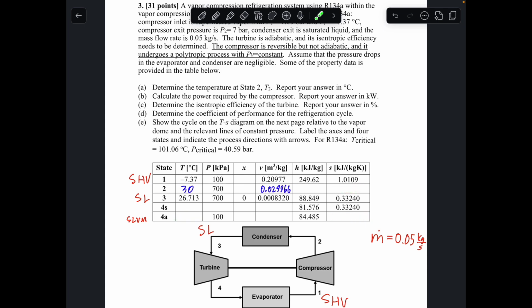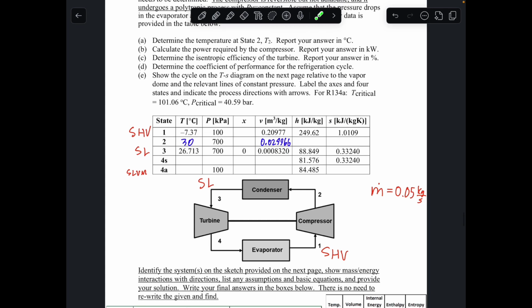Some of this information we already know kind of easily, but some of it we need to do some more math to find. Another useful thing that I've been doing throughout the problem is just writing here next to each state what phase we are in, whether we're in the superheated vapor, saturated liquid, or SLVM phase, because we need to draw everything relative to the vapor dome. So it's going to be very useful to understand where we are at in terms of the vapor dome and what phase we're in.